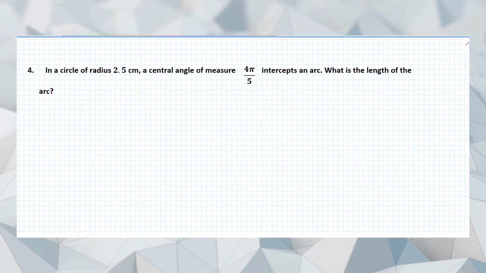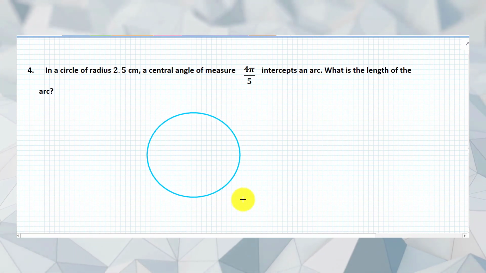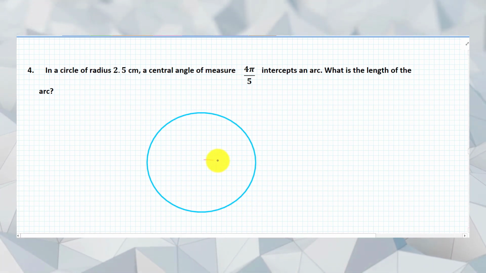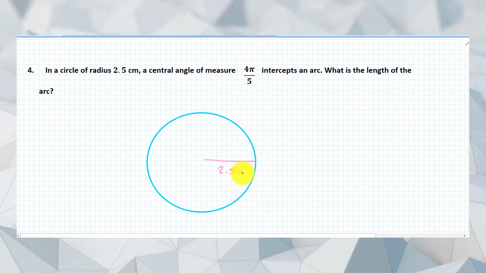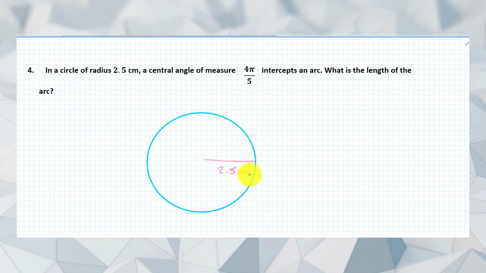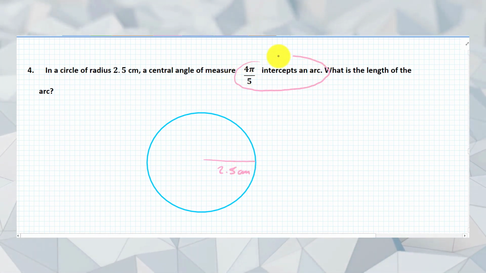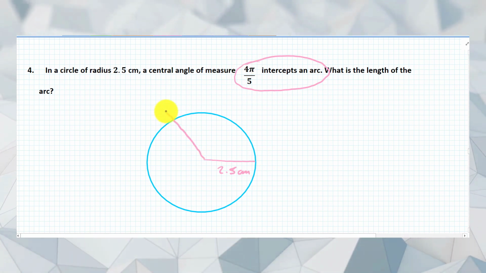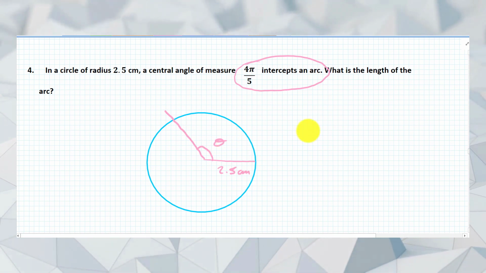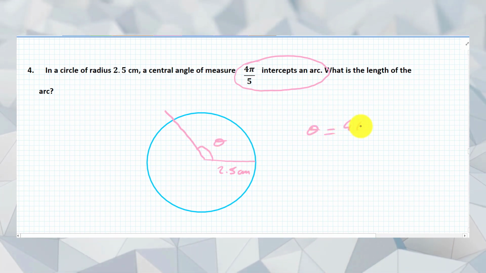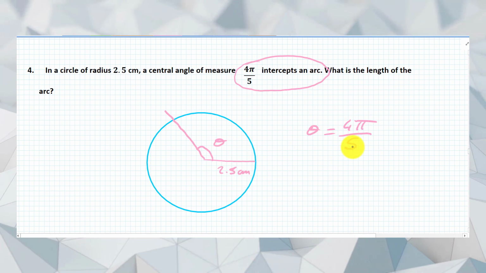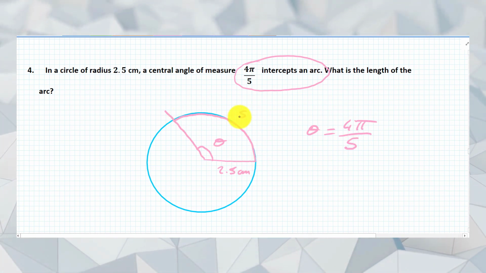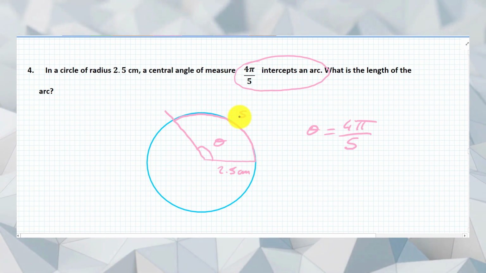All right, in this example, I have a circle of radius 2.5 centimeters. So the circle has a radius of 2.5 centimeters right here, and a central angle of measure 4 pi over 5 intercepts an arc. So I have a central angle that measures 4 pi over 5. So theta is 4 pi over 5. It is a central angle and it intercepts this arc right here, S. What is the length of the arc?